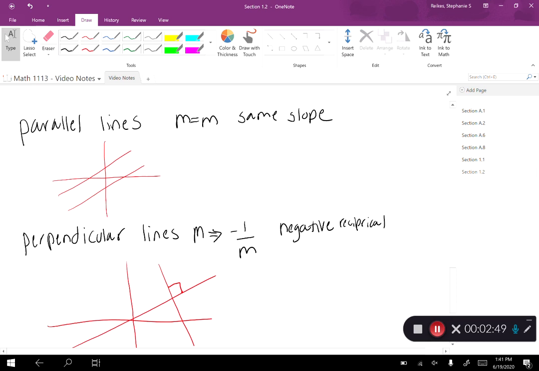Next, parallel lines. Lines that are parallel are going to be side by side. They're never going to intersect or touch. Lines that are parallel have the same slope, so your m's are equal to one another.